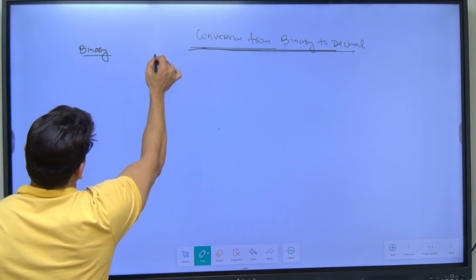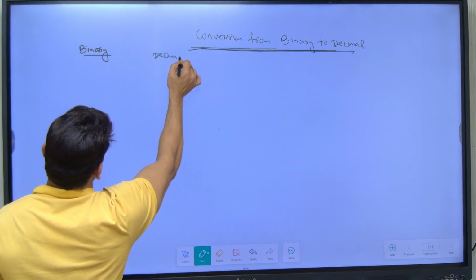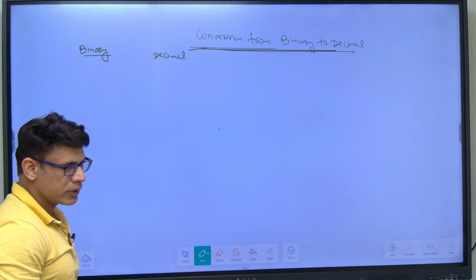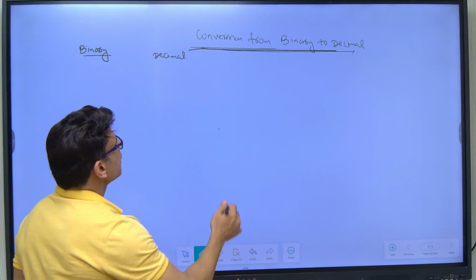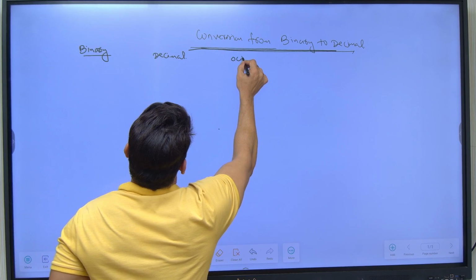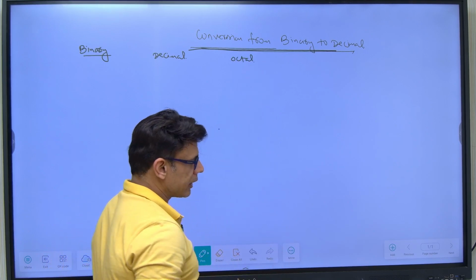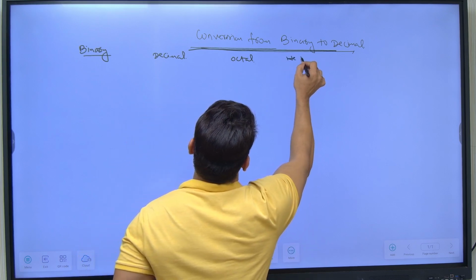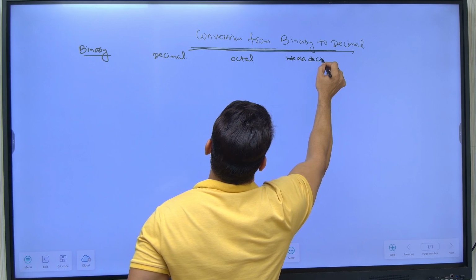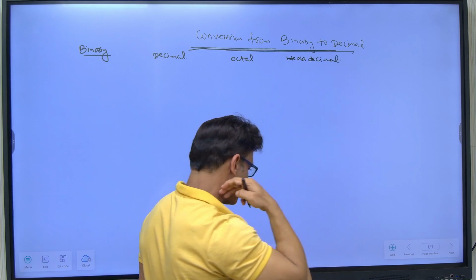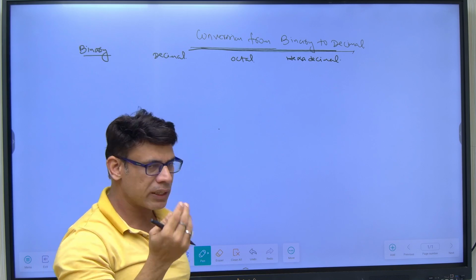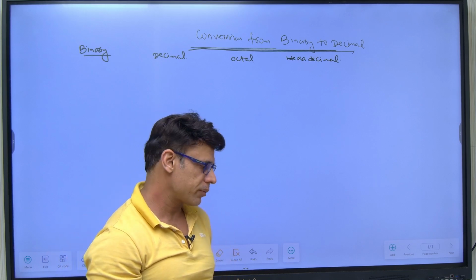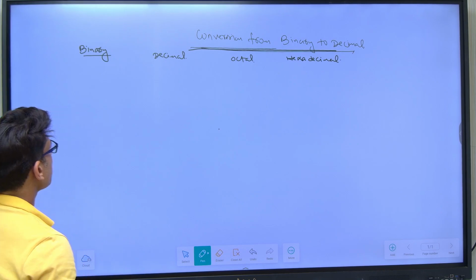Then you have decimal. The decimal base system is the base system which we use. Then you have octal. Let's say there is another planet where people are using the octal base system, and there is hexadecimal. Let's say there is one more planet where people are using the hexadecimal base system.